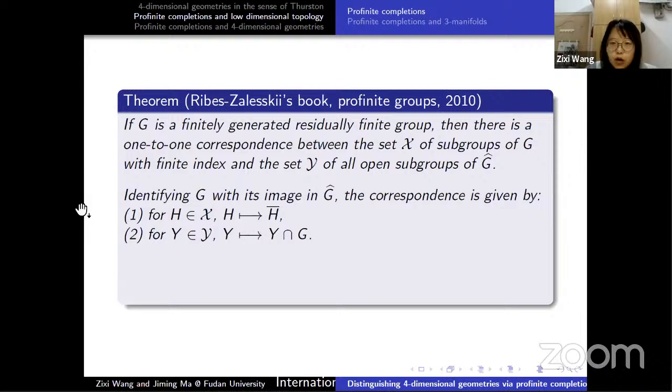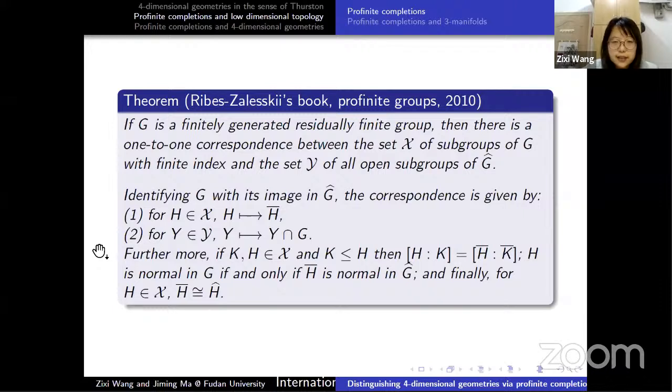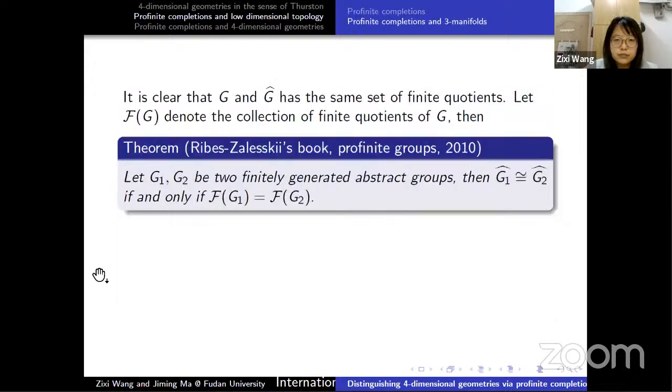An open subgroup of G hat corresponds to its intersection with G itself. And more importantly, the profinite completion maintains the property of being normal and maintains the index. Finally, if a subgroup of G has finite index, then its closure is isomorphic to its profinite completion. And it is clear that G and G hat have the same set of finite quotients.